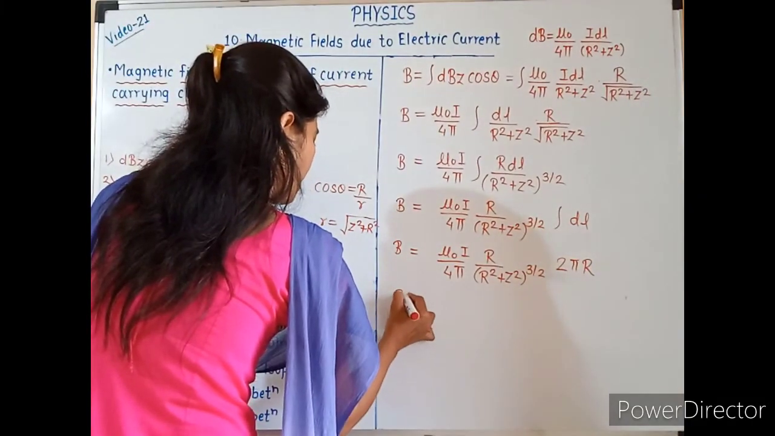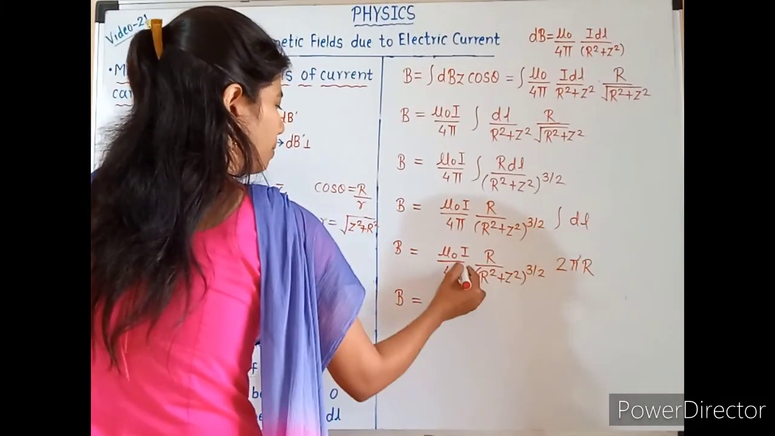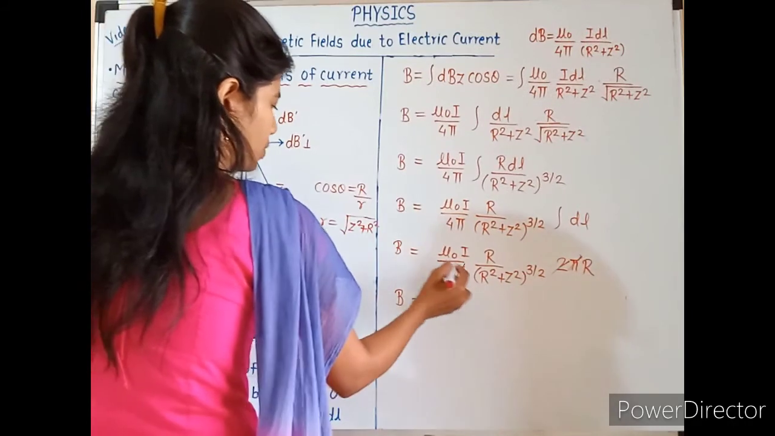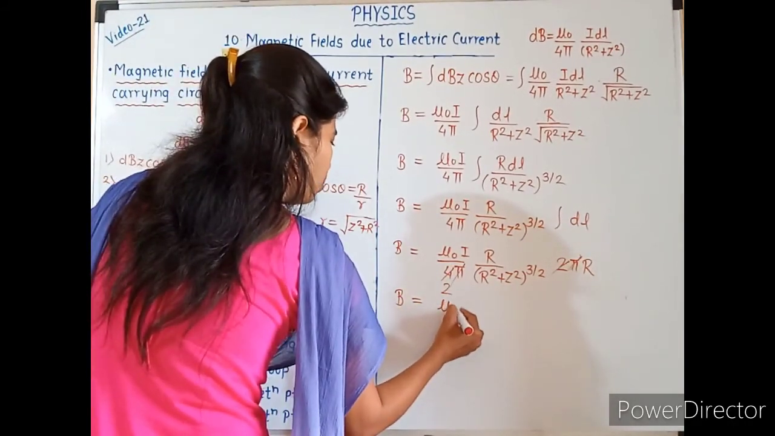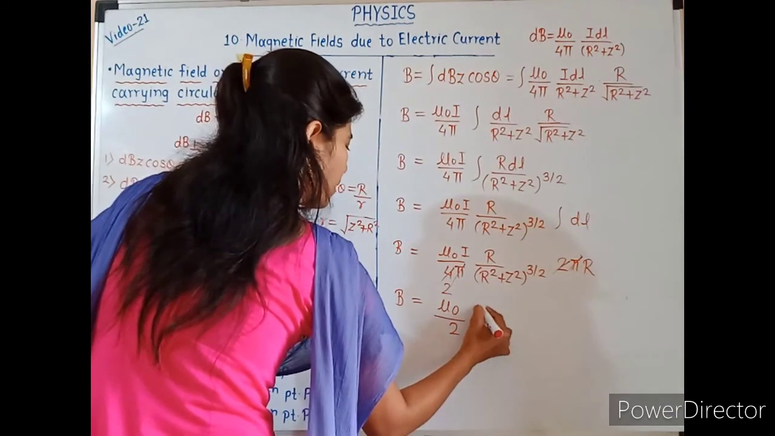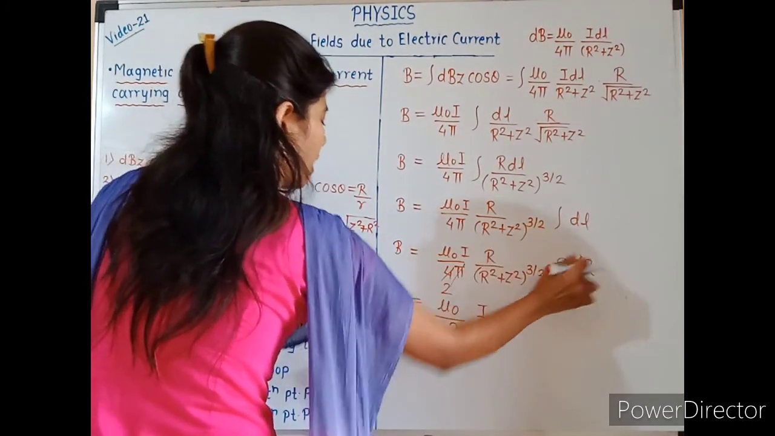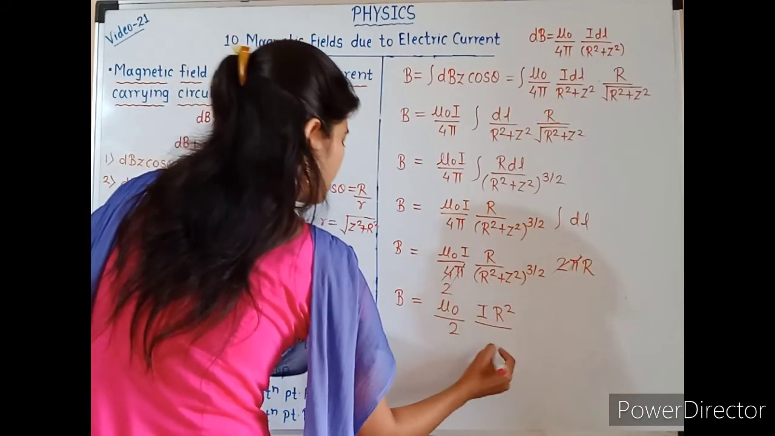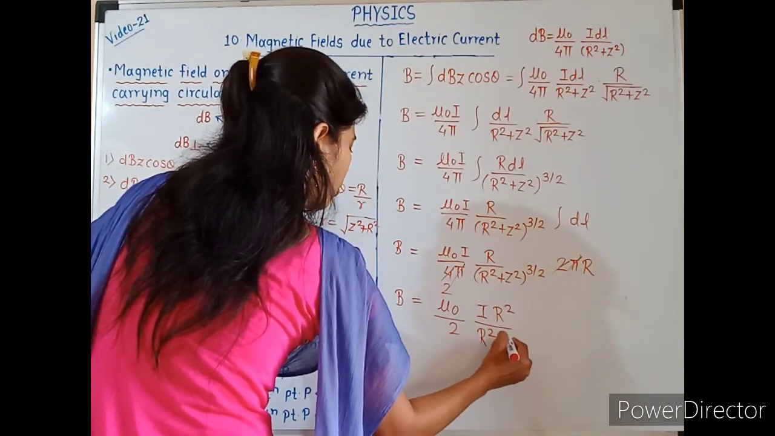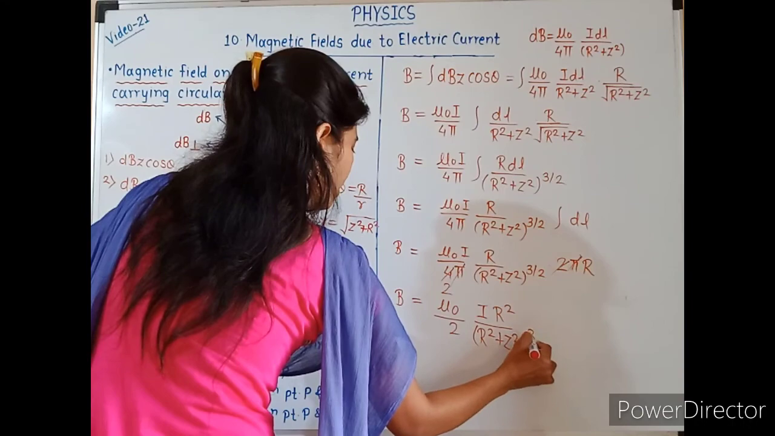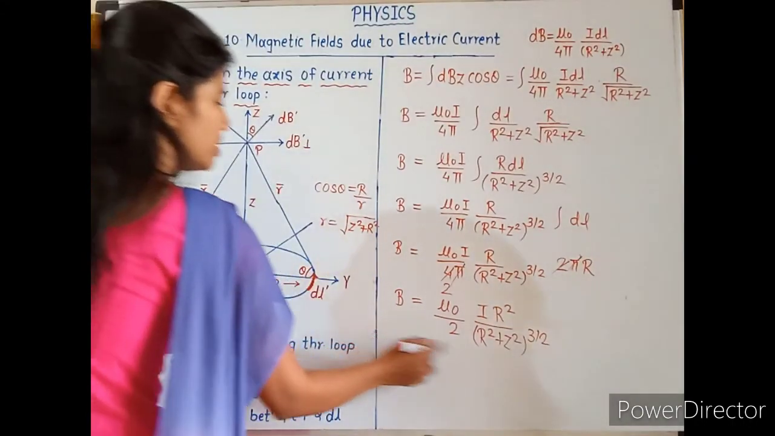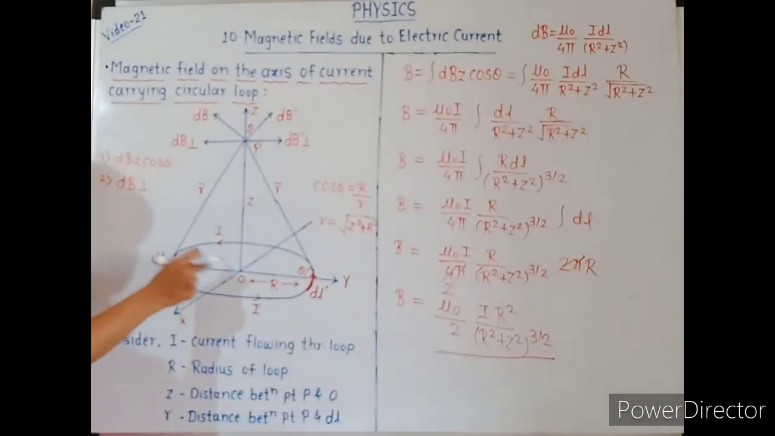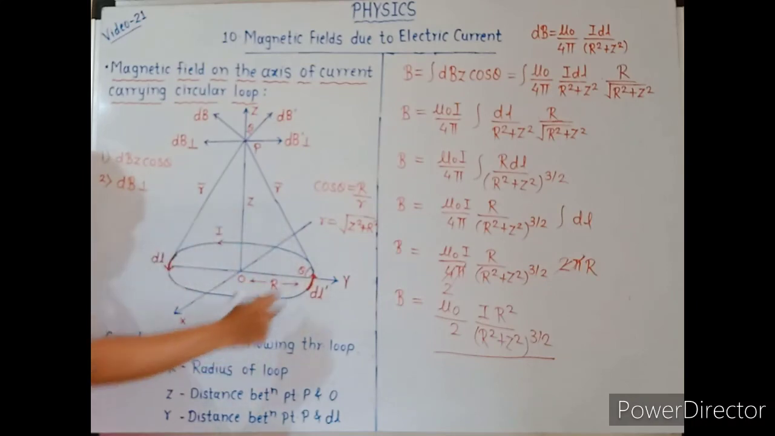Okay, so magnetic field B is equal to, now this pi will get cancelled and this 2 will get cancelled with the 4. So we get mu 0 upon 2 I, this R into R, that is R square, upon R square plus z square raised to 3 by 2. So this is the magnetic field produced at a point P on the z axis of the current carrying circular loop.